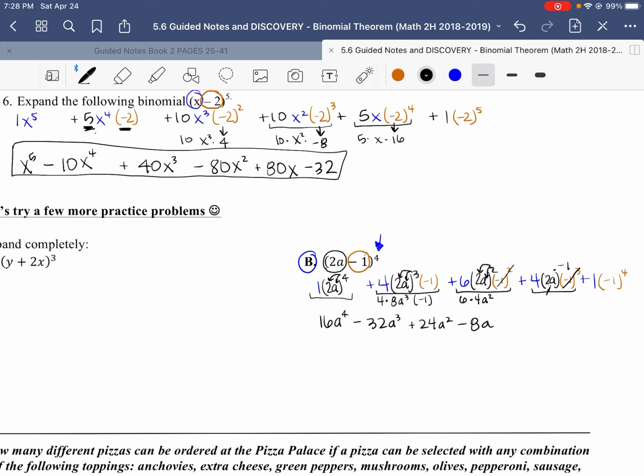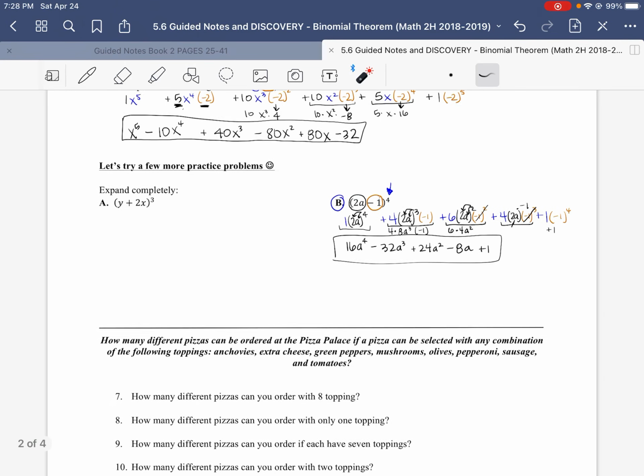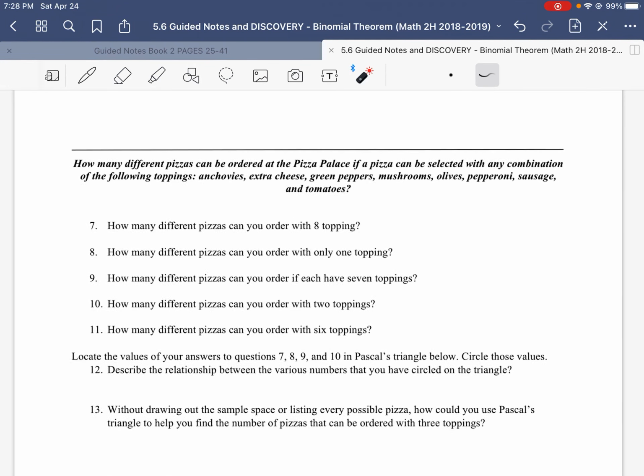And then lastly, negative 1 to the fourth is a positive 1, so this would be plus 1. So again, this would be our simplified version. And just to double check before I'm done, I look at my variables. A to the fourth, a to the third, a squared, a. Looks like we did great going that direction. Okay, that's just the discovery. Now we're going to tie it in just a little bit to our binomial theorem in just a second. I'm going to kind of finish out part of the discovery on this one.